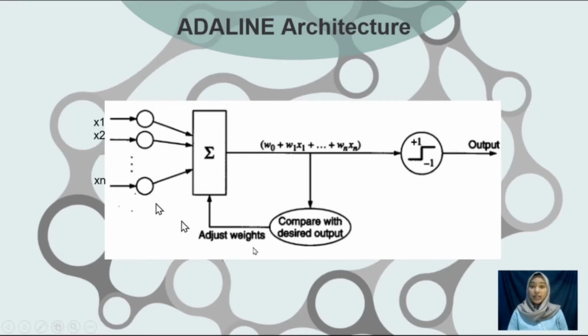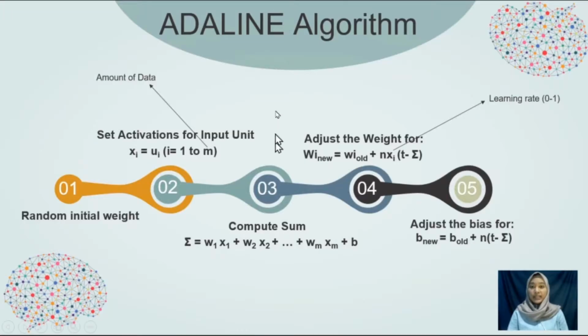And this is the ADALINE architecture. There is an input symbolized by x1, x2, up to xn, and this is a summation, and that is a weight symbolized by w. This summation will be compared with the desired output to adjust the weight. And this is a threshold or theta, and there is an output. And the next slide is the ADALINE algorithm.